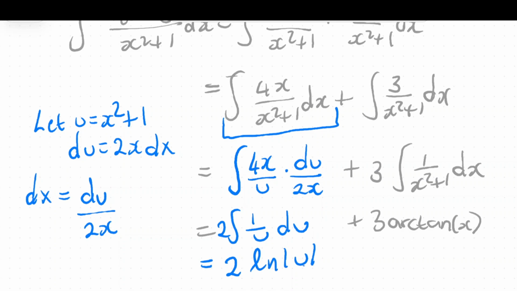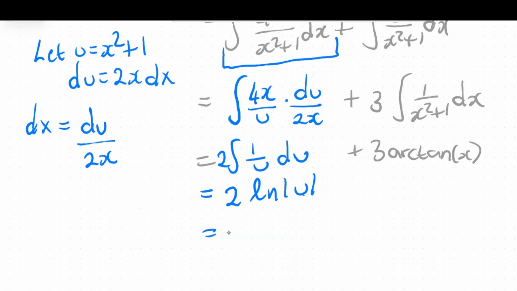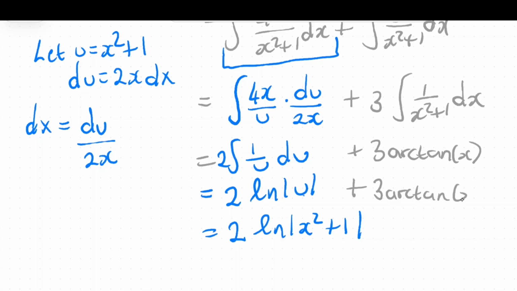But now we know, okay, we're seeing u. Always remember, never forget to substitute the u back into where it belongs. So then we're going to say that's going to give us 2 times ln of x squared plus 1 plus 3 arctan of x, which we solved over here, arctan of x.